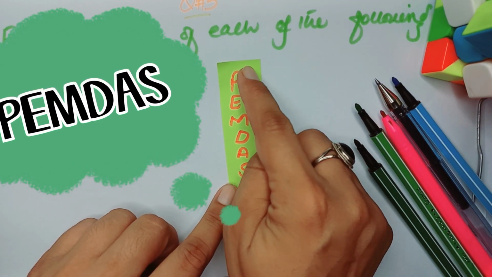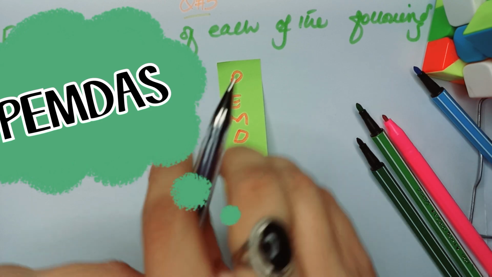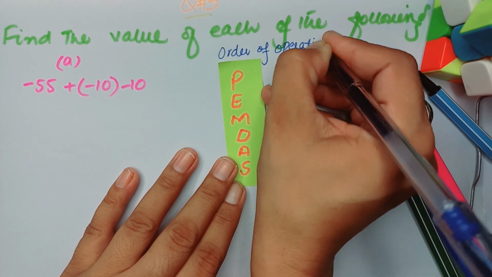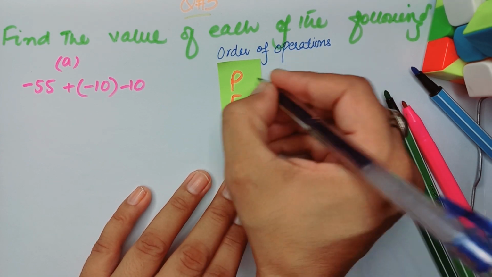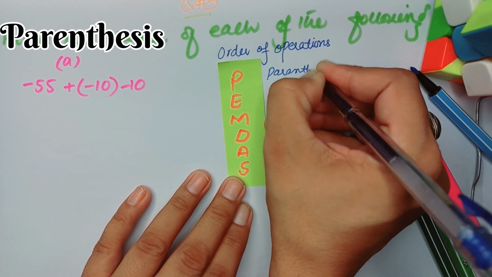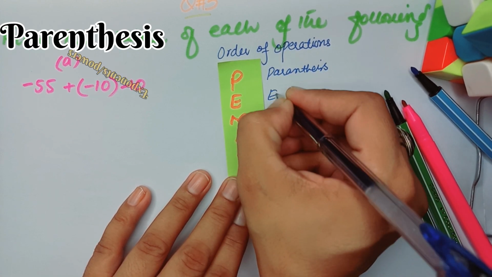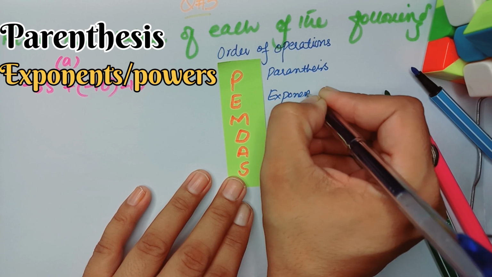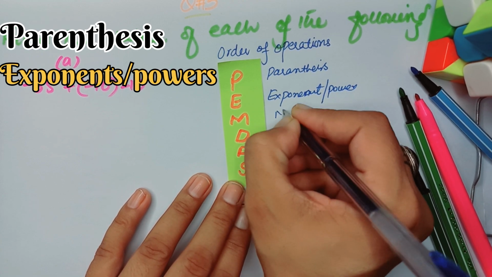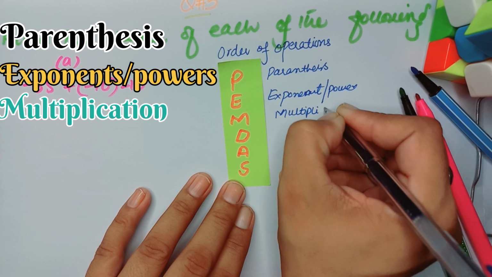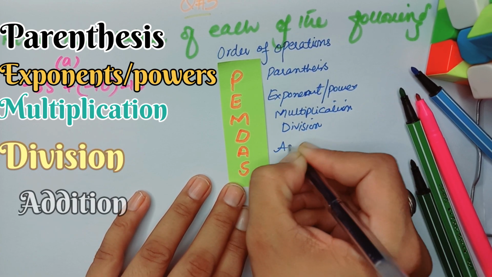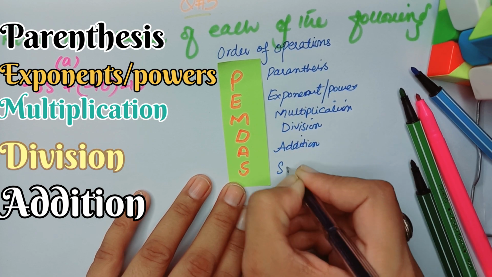Dear students, we have to follow this order of operations. First, parentheses, meaning brackets. Next, exponents or powers. Then multiplication, division, addition, subtraction.